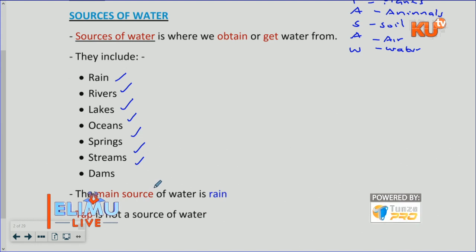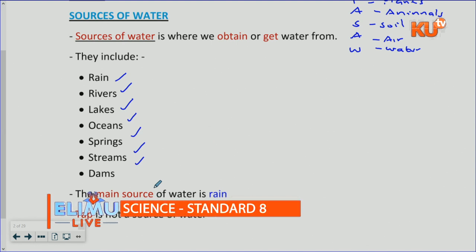And then there's something that you learned in class 1. The main source of water is rain. And we know rain comes from God. That's why it is the main source. Although we learn about condensation of clouds and then it falls, it's true.